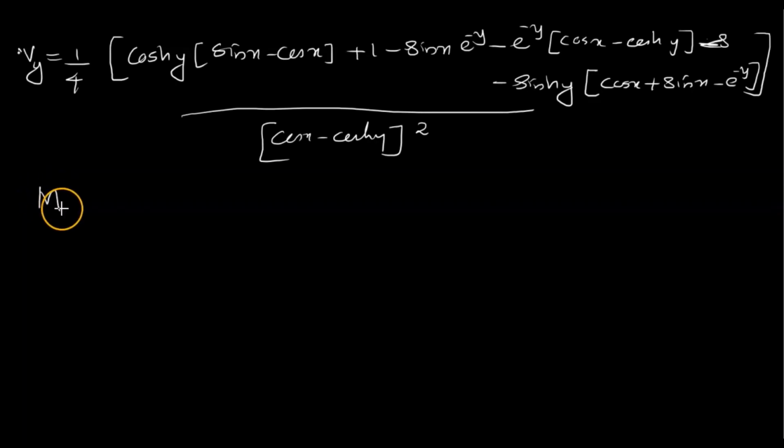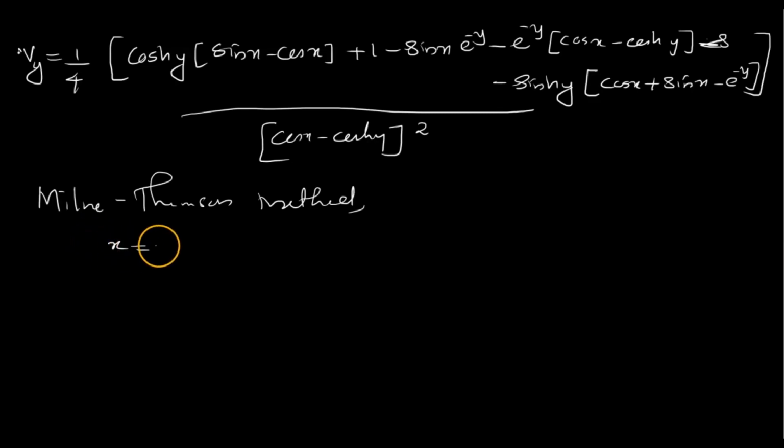We can use the Milne-Thomson method to find our f of z. What is the Milne-Thomson method? In this method, we replace x equal to z and y equal to 0. So we get f of z equal to the integral of Vy. This is in terms of v.